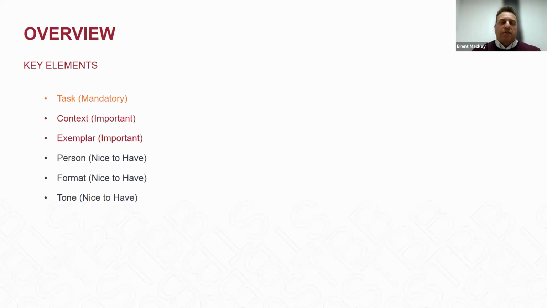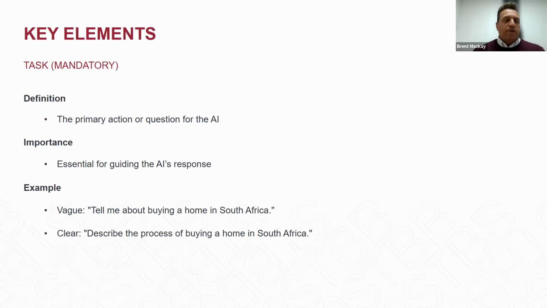I'm going to use an example that is probably not going to be super useful for you in the market, but just to explain these with an example so you can see what we're talking about. All right, so the first element being task. This is something you absolutely have to have in your prompt to any AI tool out there. This is what tells it what it needs to do. It's the primary action or question for the AI, an essential part of guiding the AI's response.